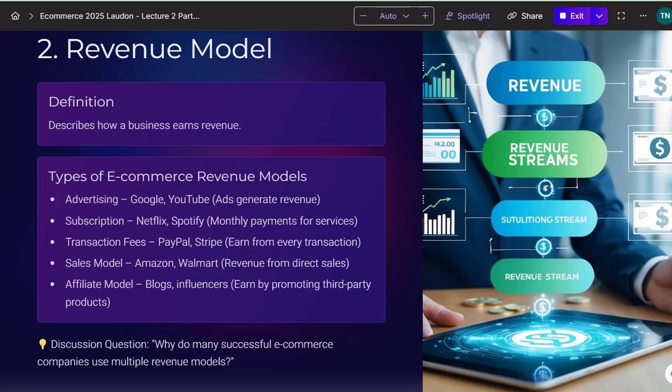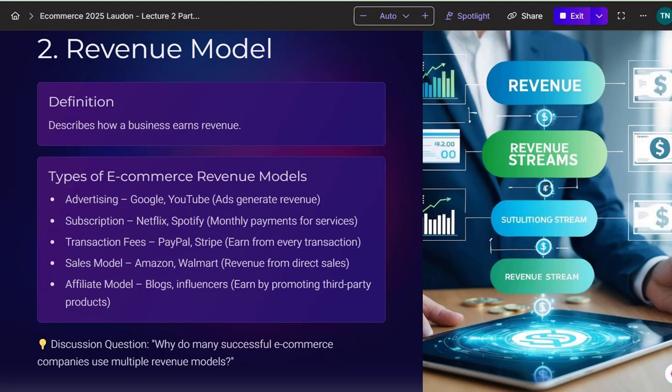Now we are going to look at number 2 of the 8 key elements of an e-business model, the revenue model. A revenue model is a key component of a business describing how the company earns money. So a revenue model describes how a business earns money.